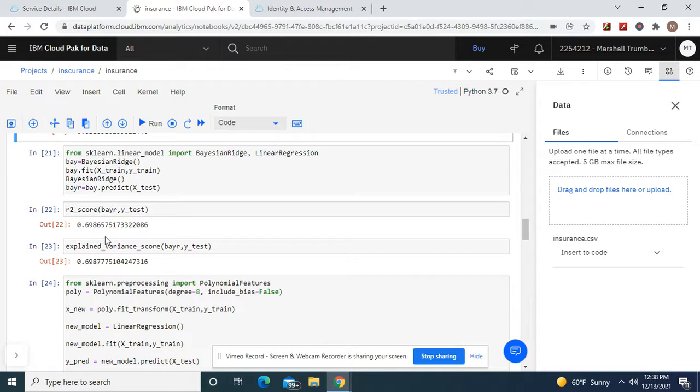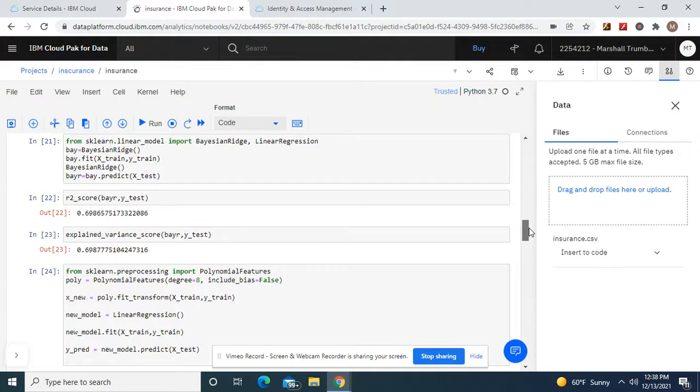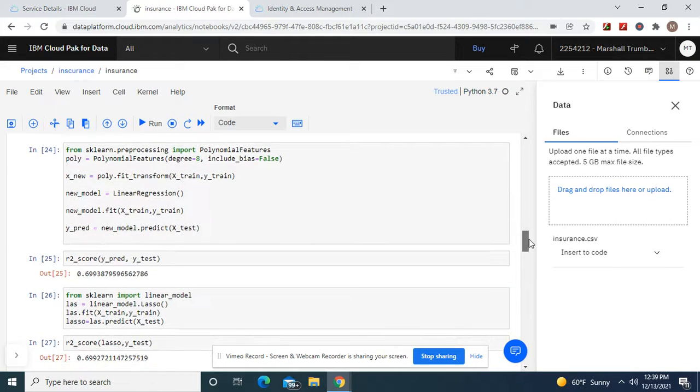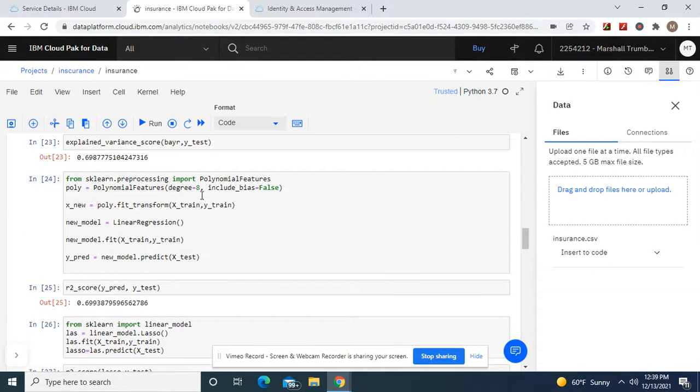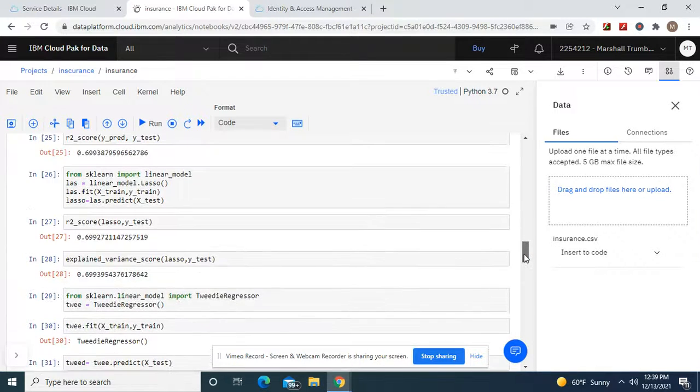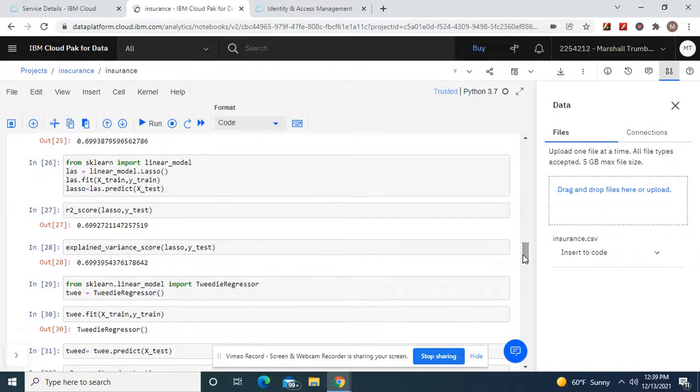The Bayesian Ridge. This did not have a linear relationship, so there's no need for a linear regressor. Okay, 69%, 69. Linear regressor. It actually, even though it didn't have a linear relationship, it did all right, although I had to change the polynomial degree to 8. There's no need, but it did better than I thought.